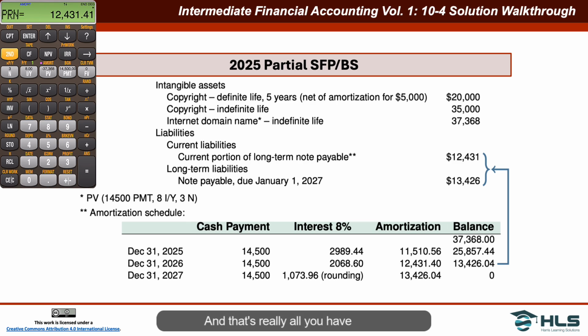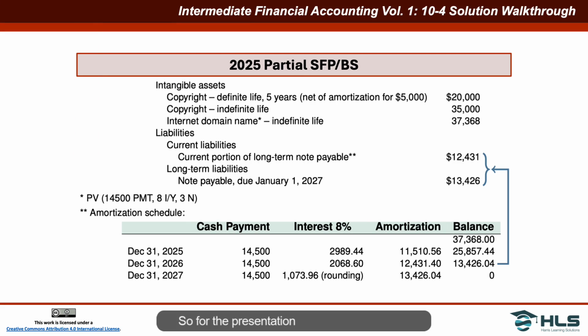And that's really all you have to do. So you can save yourself some time and avoid preparing an amortization table by using the amortization feature of your calculator. So for the presentation on the balance sheet, under current liabilities, we'll show current portion of long-term note payable of $12,431. Under long-term liabilities, note payable due January 1st, 2027, $13,426. And that's it. We're done this problem.